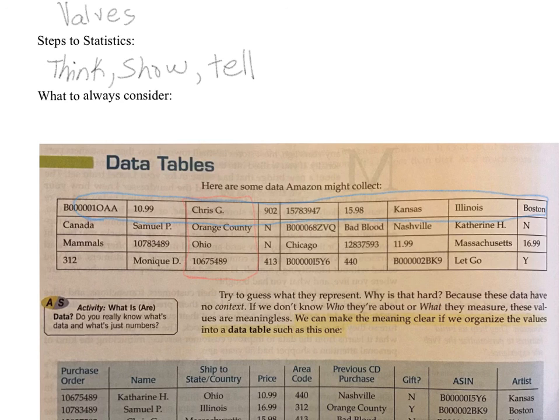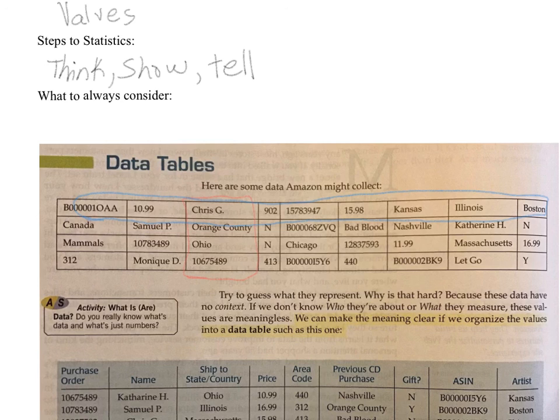So now let's look at the second table. Notice the second table is organized. We know that the information there is about purchase order, name, ship to state and country, price, area code, previous CD purchase, gift, ASIN, and artist. This brings us to our next part, what to consider. So now the things we need to consider when we are collecting data and interpreting data are the 5 W's.